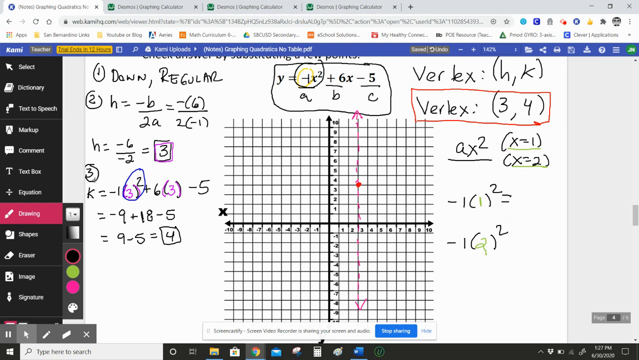So when I simplify the first one, don't forget, first you need to square it, and then you need to multiply. So don't forget about PEMDAS. 1 times 1 is 1, and then times -1 will give me -1 as my first answer. If I do the next one, first we have to square it. So that'll be 2 times 2, which is 4, and then 4 times -1 is -4. So that'll be my second answer.